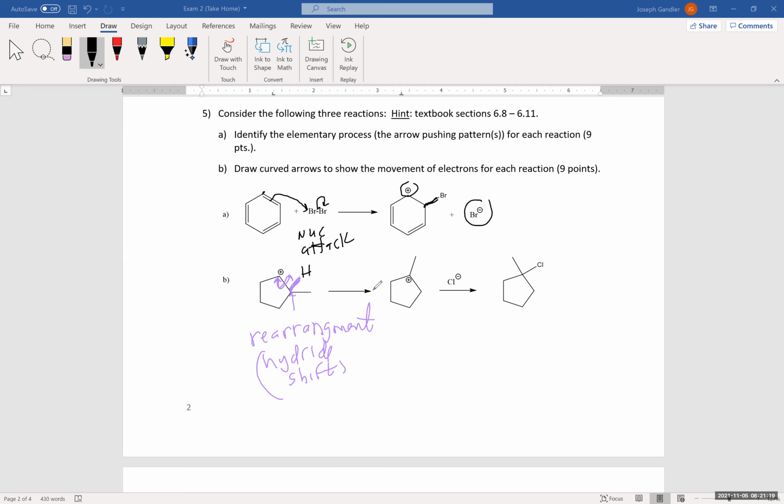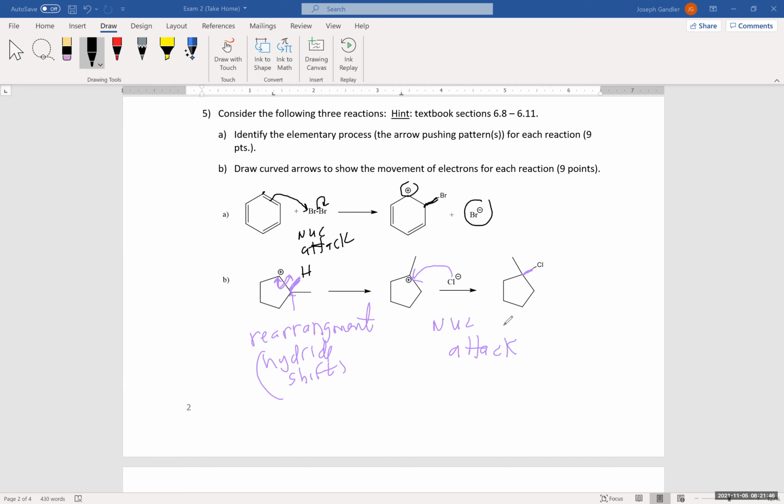But if the methyl moved, the positive charge would be on a secondary carbon. You wouldn't go from secondary to tertiary. Okay, hope that makes sense. And then in the last step, this is just, again, a nucleophilic attack. There's the arrow. You're forming a C-Cl bond. And so this is another example of nucleophilic attack, okay?